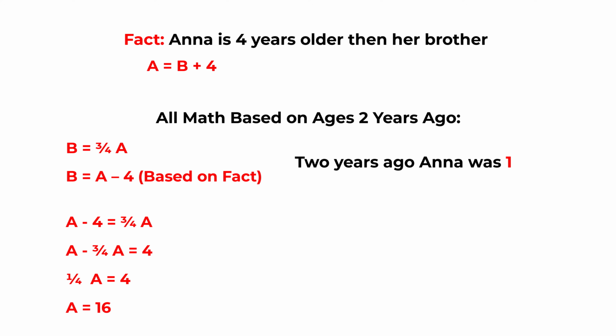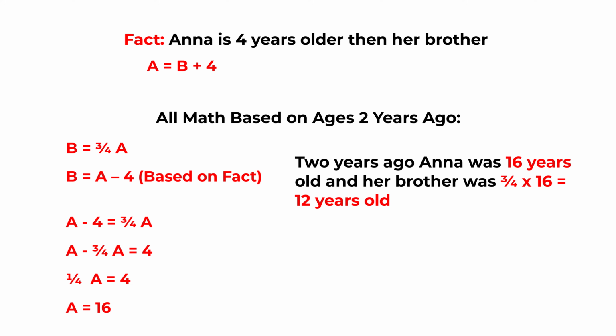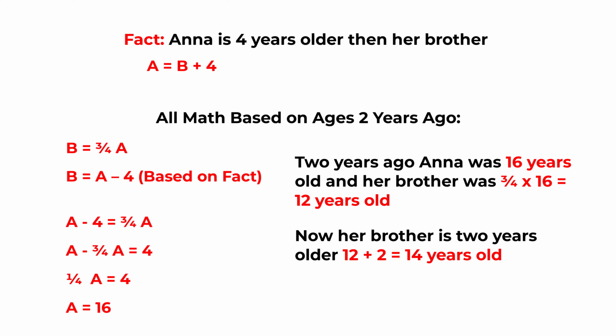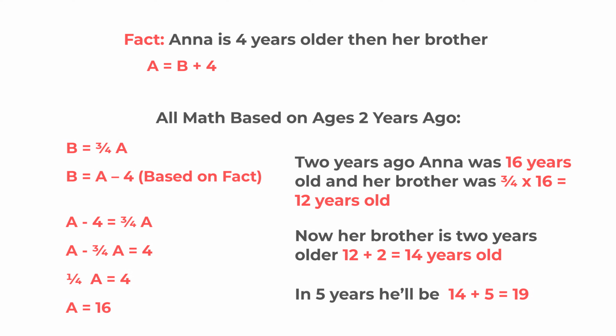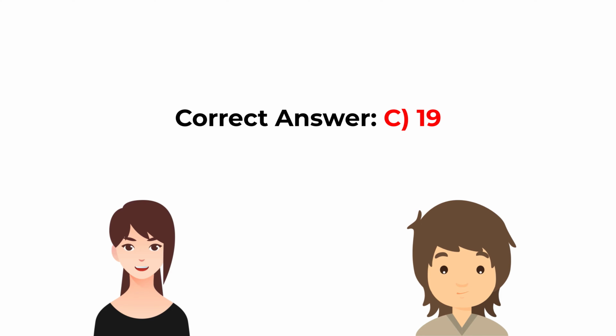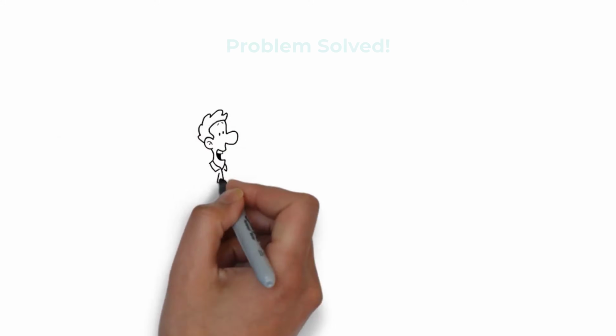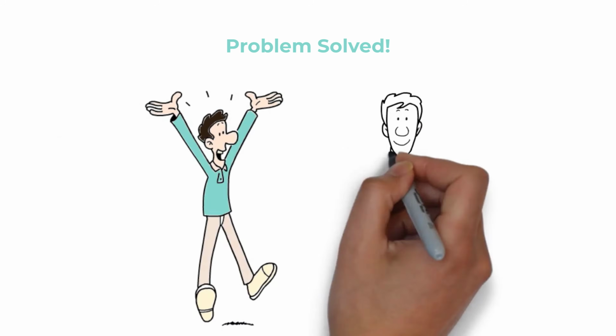So 2 years ago, Anna was 16 years old, and her brother was 3/4 of 16, 12 years old. Now Anna's brother is 2 years older, which can be calculated as 12 plus 2 and equals 14 years old, which means that in 5 years, Anna's brother will be 14 plus 5, 19 years old. So the correct answer here is choice C, 19 years old. Hopefully you've nailed this question and now know how to answer similar problems on the test.